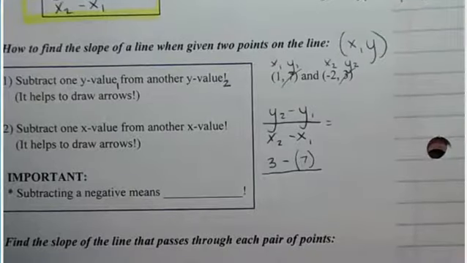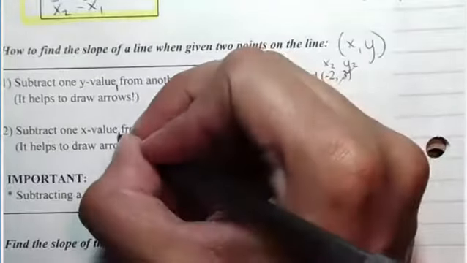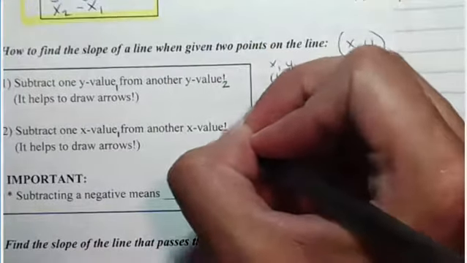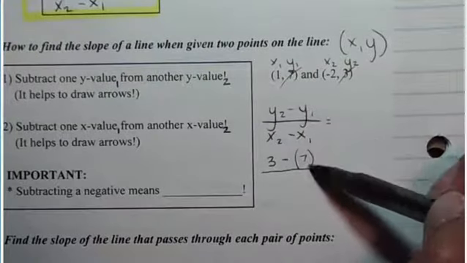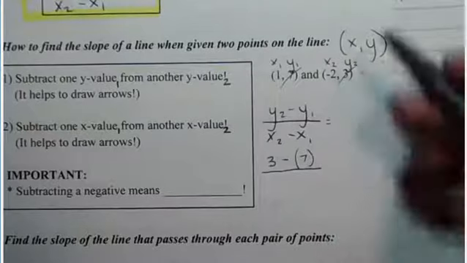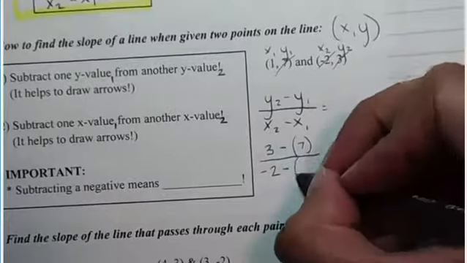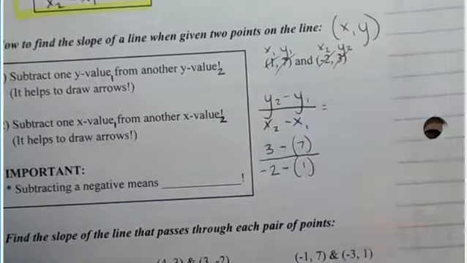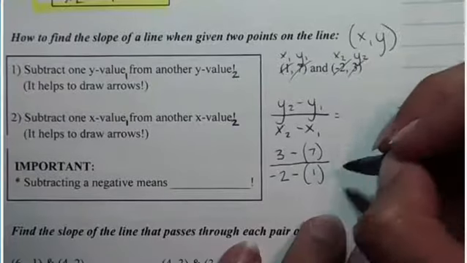The next thing I do is subtract the x1 from the x2. So again, y2 minus y1 I already did. x2 minus x1. x2 is negative 2 minus x1, which is 1. And then from there I'm able to solve.